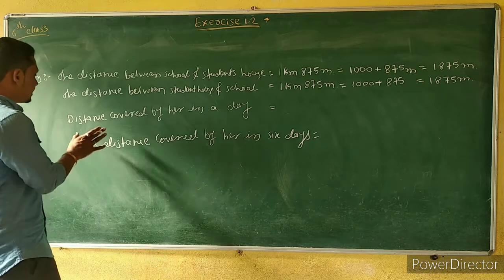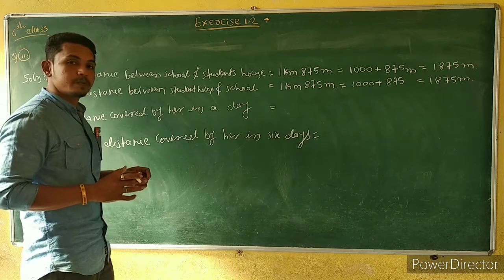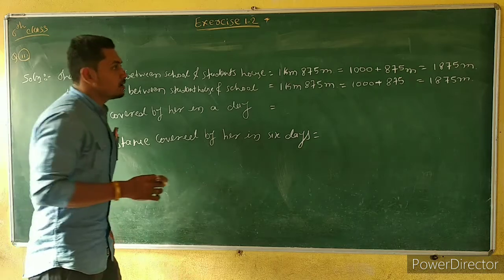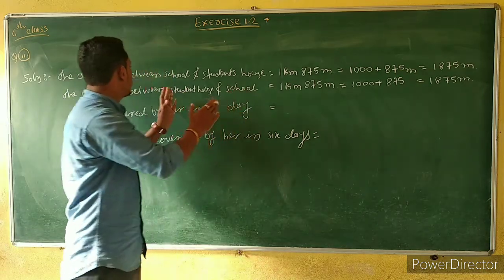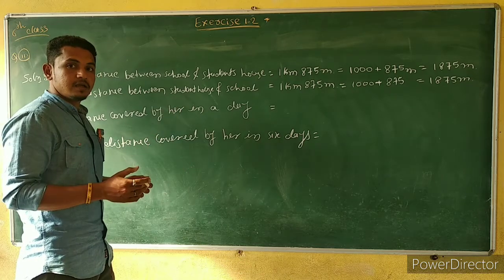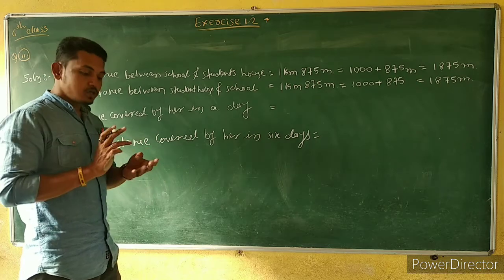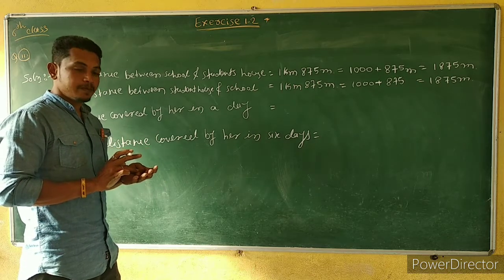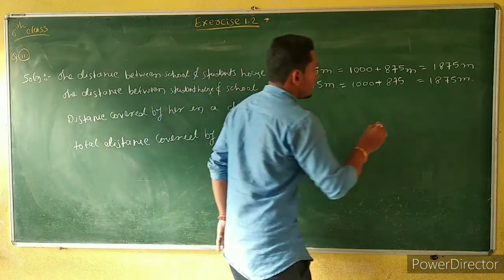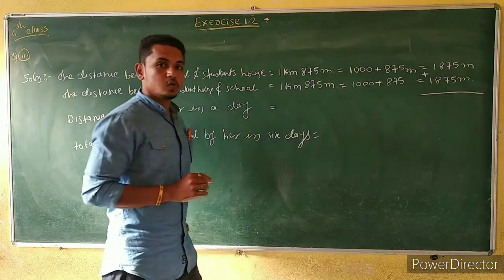Is it right? See here, first we have to find the distance covered by her in a day. Now see here the distance between school and student house and back, which means up and down. The student goes from school to student house and from student house to school. So that's why we have to add these two distances.